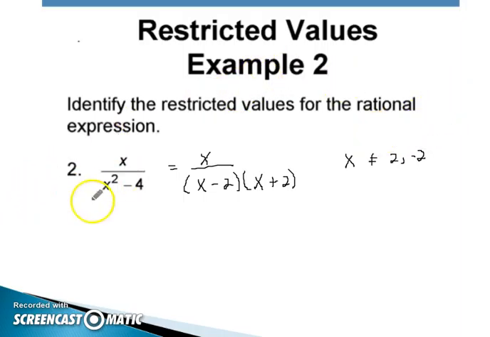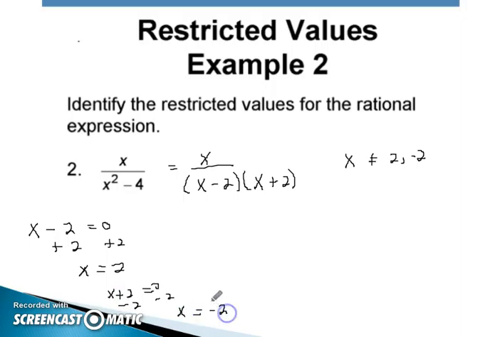But if it's not as easy to see, again, you can set those equal to 0. So x minus 2 equals 0. By adding 2, you'd find that x, one value to cause it to equal 0 is 2. Same thing with the x plus 2. So x plus 2 equals 0. If you subtract 2 on each side, one value then is x equals negative 2. So here are the restricted values. X can't equal 2 or negative 2. You're looking for the values that cause that denominator to equal 0.